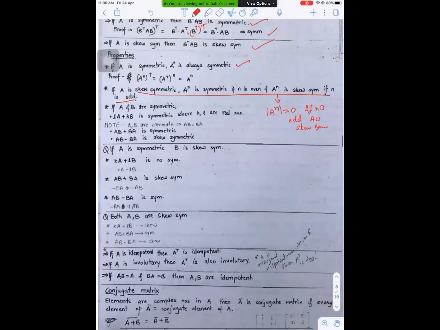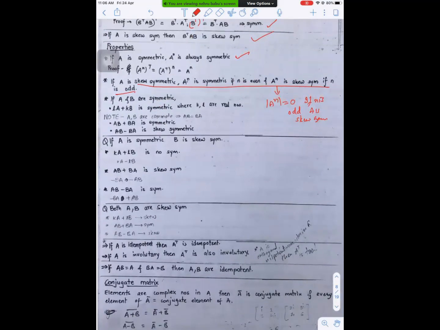Next, if A and B are symmetric, this type of problems are important. AB plus BA is symmetric. AB minus BA is skew symmetric. This result. The same way, A is symmetric, B is skew symmetric. All these types of questions are very important.